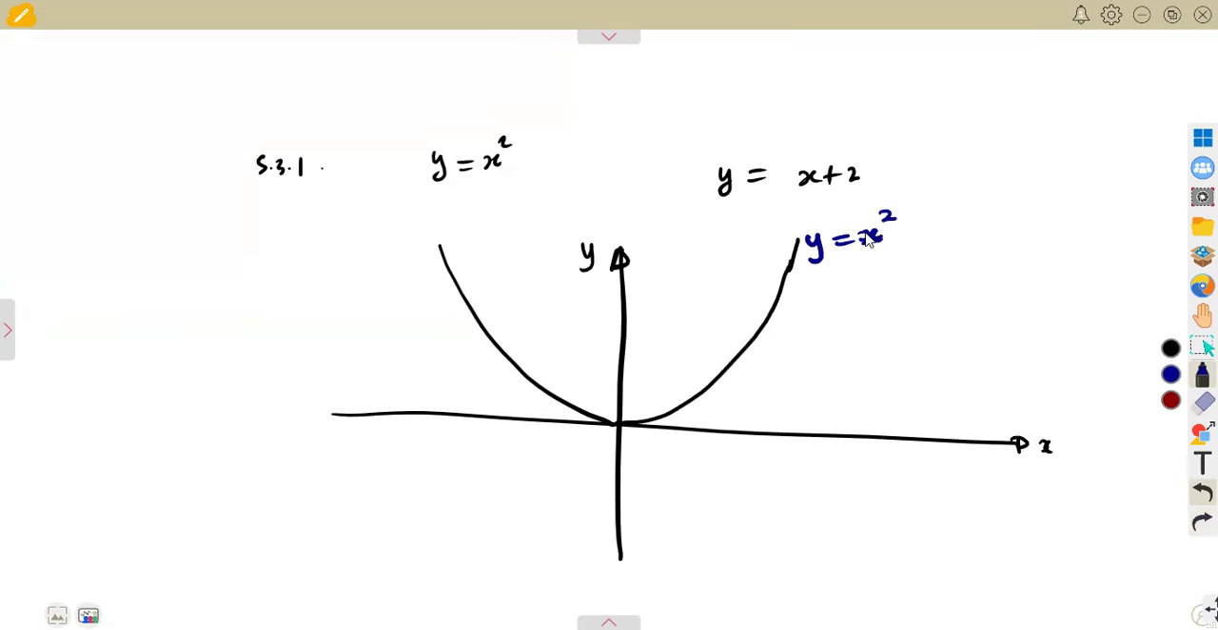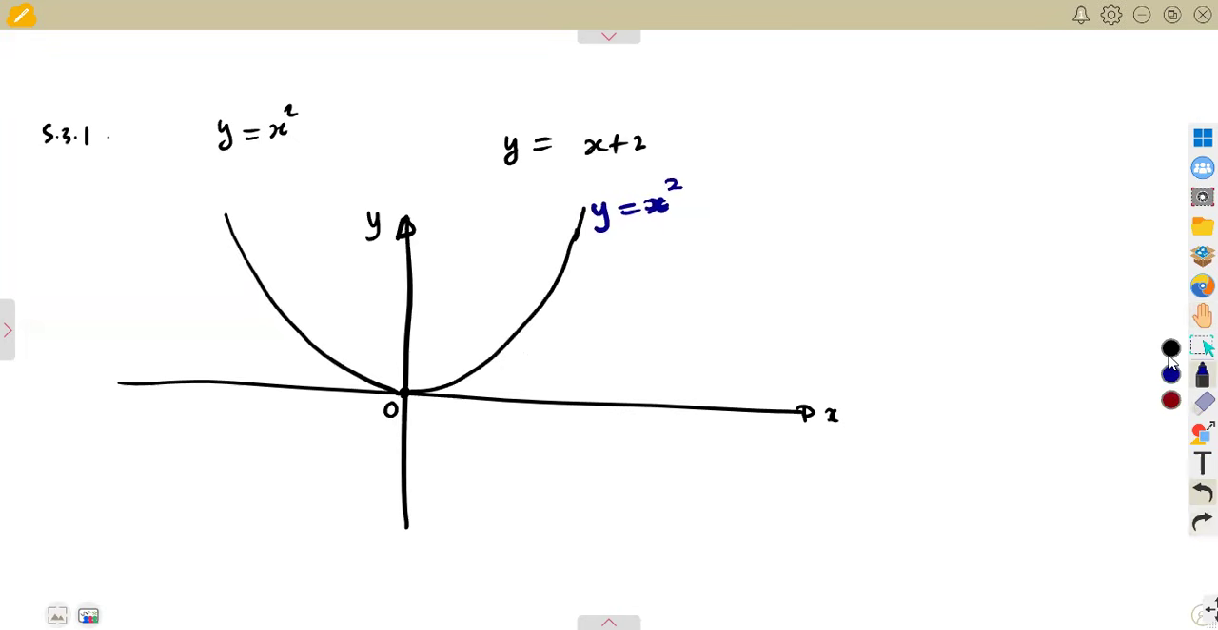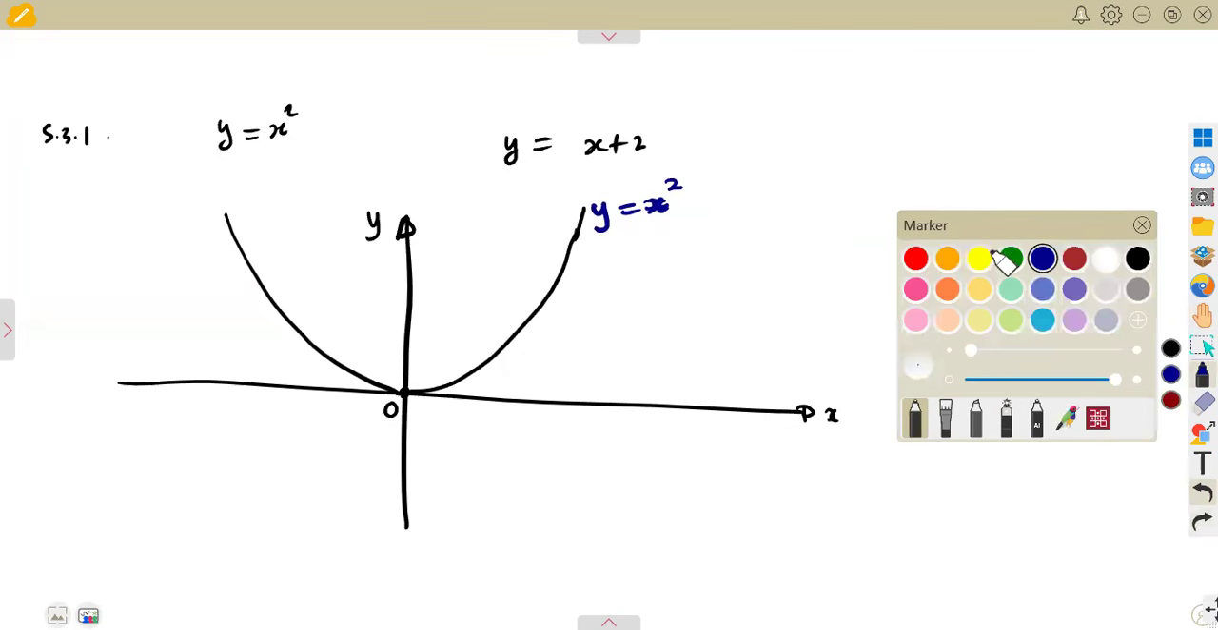The graph of y is equal to x squared. If it is y is equal to minus x squared, it will be like this. It just touches the x-axis at point 0. The graph of y is equal to x plus 2 is a linear function, a straight line, where you need to mark the x-intercept and the y-intercept.